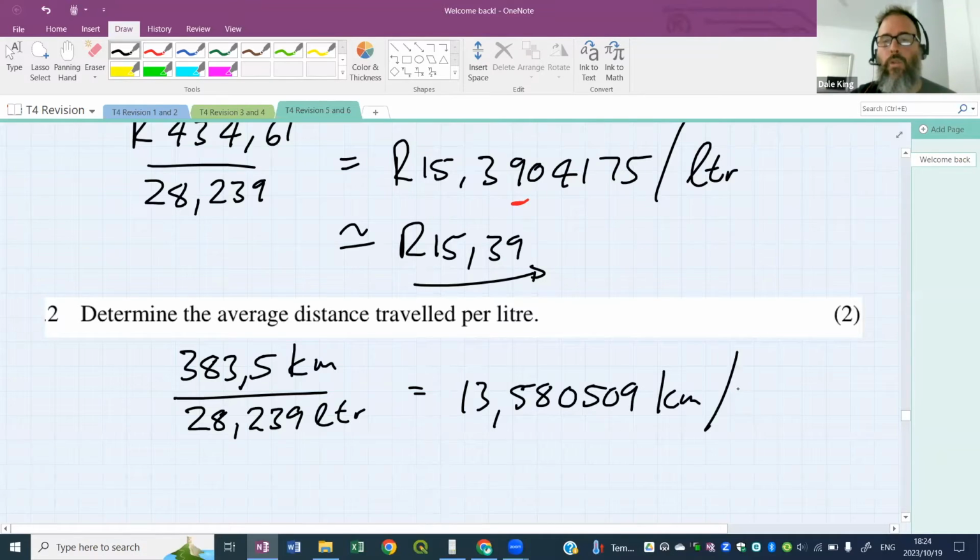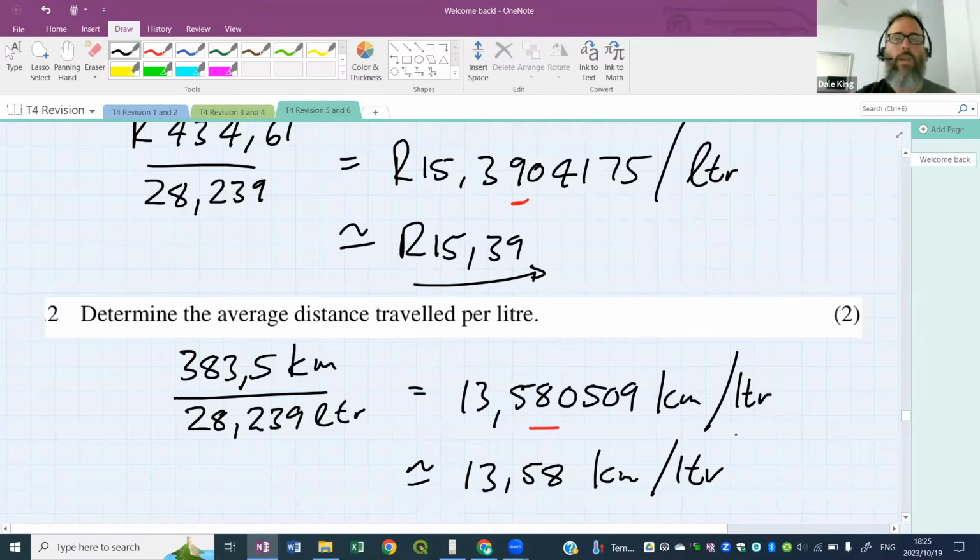kilometers per liter. Don't forget your units. And we're going to round off. So we're going to look at the second decimal place, and we can see straight away that the second decimal is not going to change. So that is our final answer. Please show your units. You'll make Kia very happy if you always show your units. All right. So well done. Nice and easy so far.